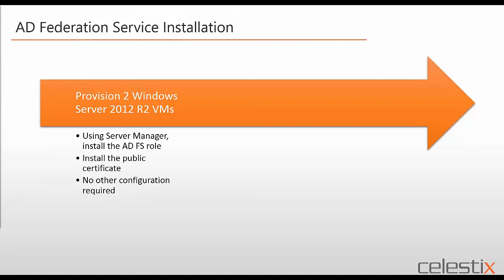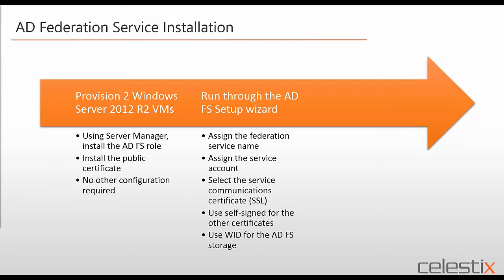So using Server Manager, you'll simply go and say, I want to install a feature or a role, install the ADFS role, accept all the defaults, and then go next. Once that's installed, you can install the public certificate you procured. This certificate can be a wildcard cert, or it can be with a specific name of the service itself. That's all it really needs. And there's no other configuration really required from there.